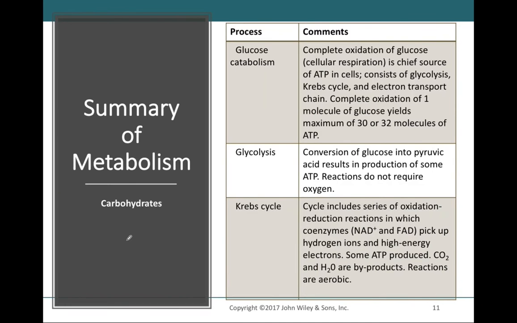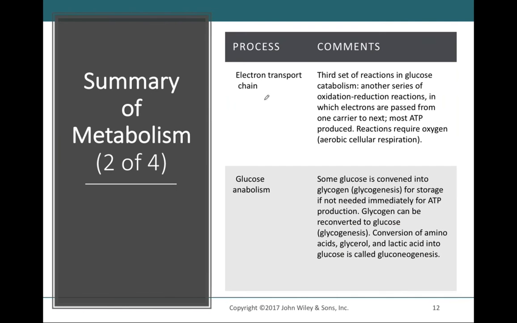So I'm going to take some time to review the concepts that are related to metabolism. In summary, metabolism can be separated into glucose metabolism, lipid metabolism, and protein metabolism. Glucose metabolism can be further separated into glucose catabolism and glucose anabolism. Glucose catabolism is the conversion of glucose into 30 or 32 molecules of ATP. Glucose is our primary source of ATP in our cells, and glucose catabolism includes glycolysis, the Krebs cycle, as well as the electron transport chain.